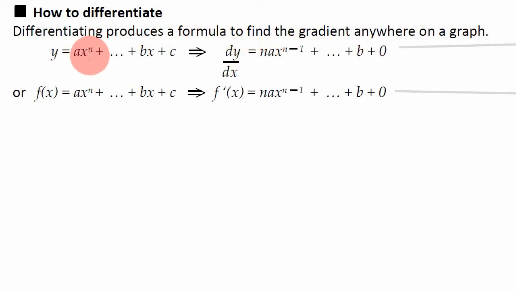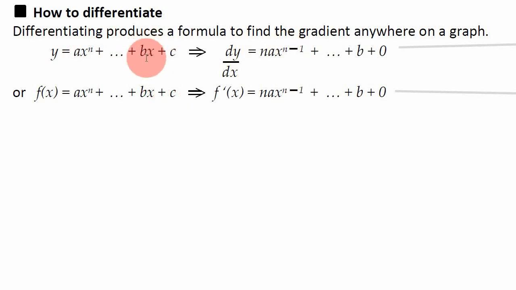If you have things with powers, all you do is take the power forwards to the front and times it, and take away 1 from the power, and you get this. So this kind of stuff turns into this kind of stuff in the formula for the gradient for equations of graphs like that. You basically take the power forwards and take away 1 from the power, and you get n a x to the power n minus 1.